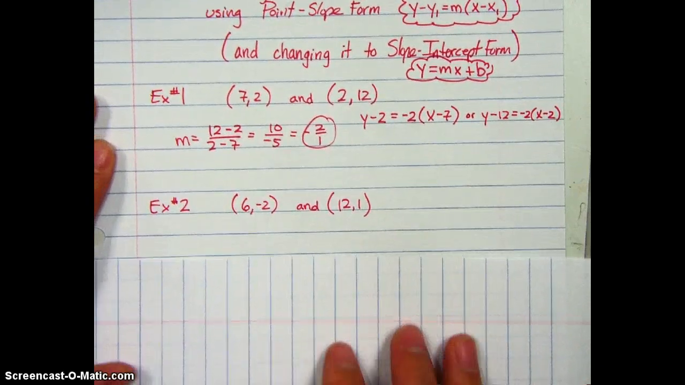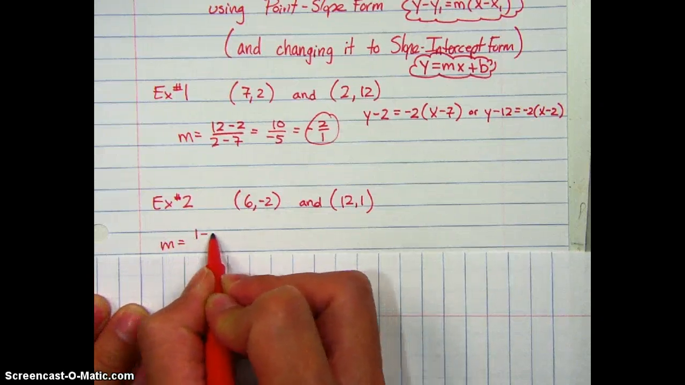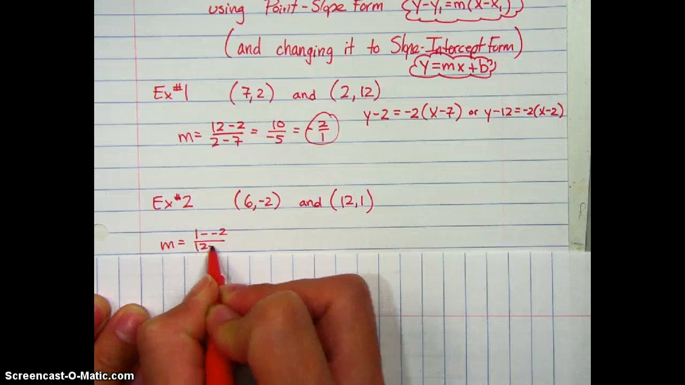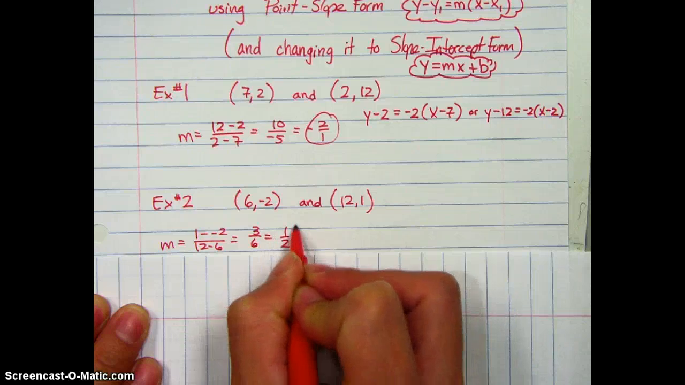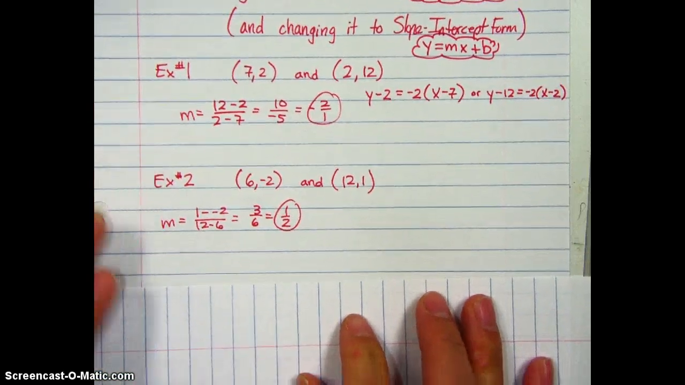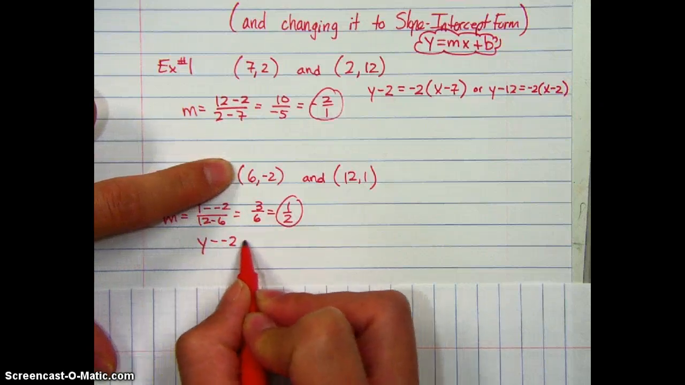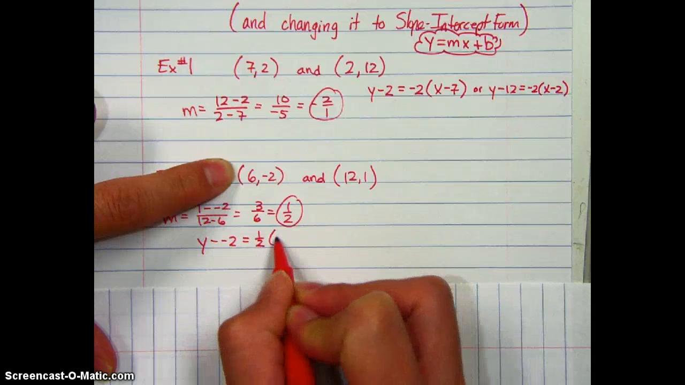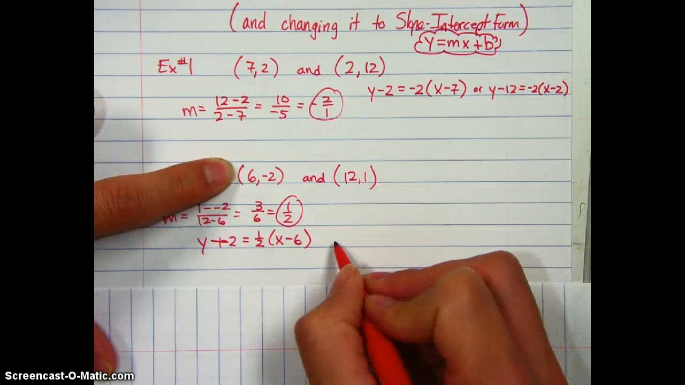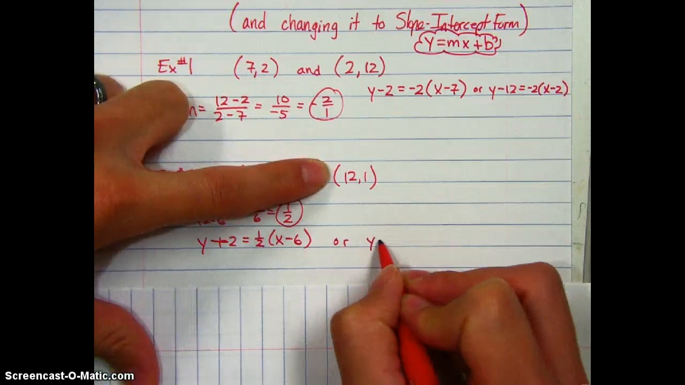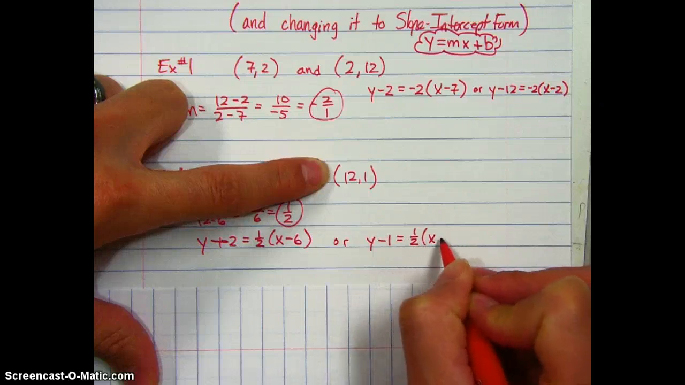We'll try this one. And this time, after I find my slope, okay, so I'll go and do that now. 1 minus a negative 2, 12 minus my 6. So I'm going to get 3 over 6, which is 1/2. So there's my slope. All right, so I'm going to show you here that when I plug this in, I'll try this first one. Y minus my y value, my slope, x minus my x value. These two turn into a plus, just like that. Or I could have done using this one, y minus my y value, my slope times x minus my x value.